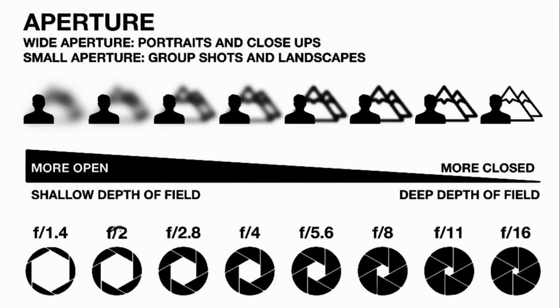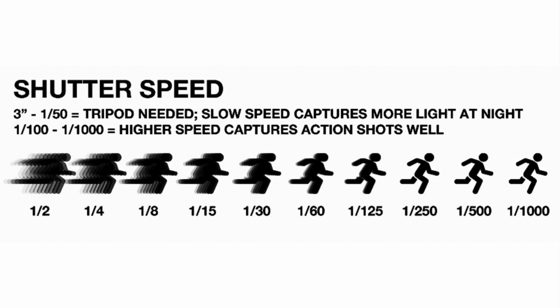Alright, so this was it. This was a simple explanation of aperture, ISO and shutter speed. I hope this was helpful to you.